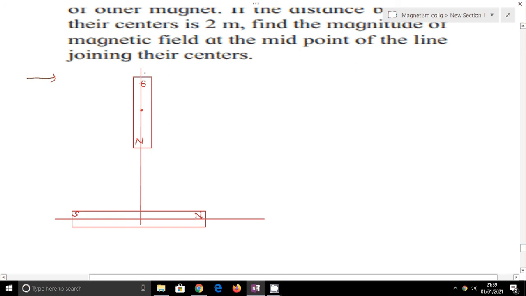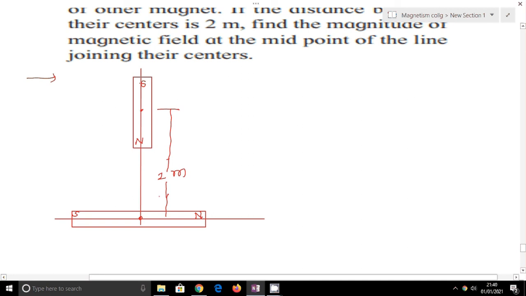So here this one is the center of the first magnet. Now this is the center of the second magnet. Now the distance between the two magnets means from this point to this point. That distance is what? 2 meter is given in the example. The distance is 2 meter here.